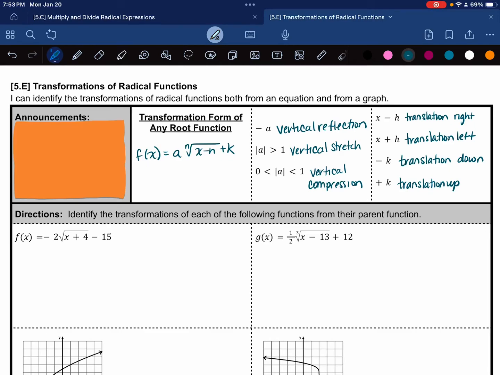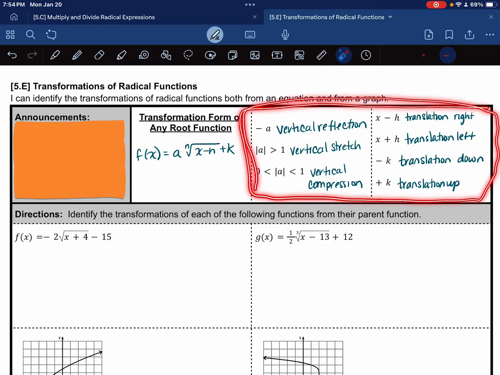Alrighty, so this is 5E, transformations of radical functions. The transformations that you see here are the ones that you've seen a million times since Algebra 1. So I would pause the video, make sure to fill those in if you need them. The transformation form of the root function looks like this.